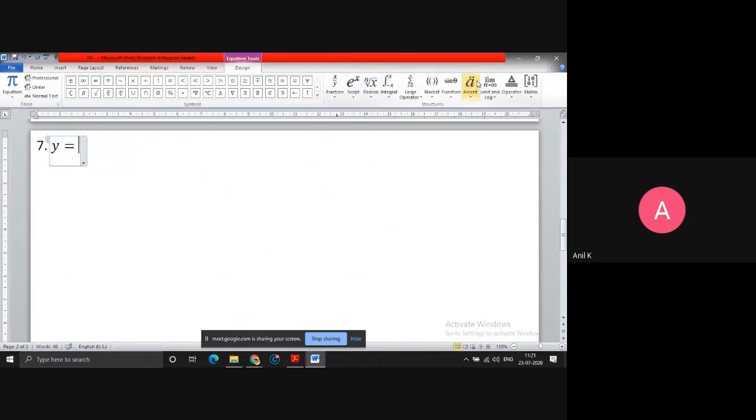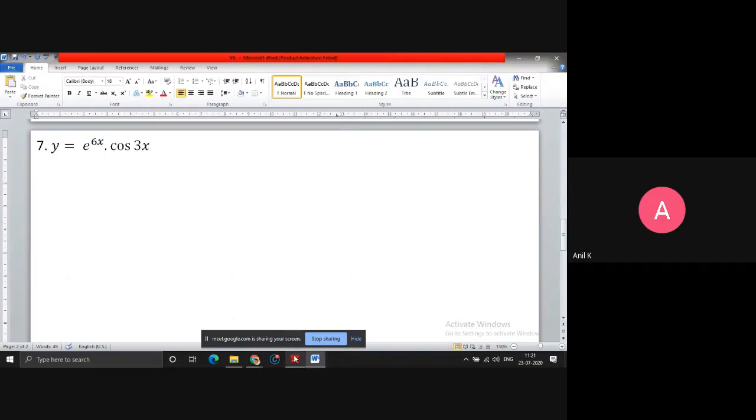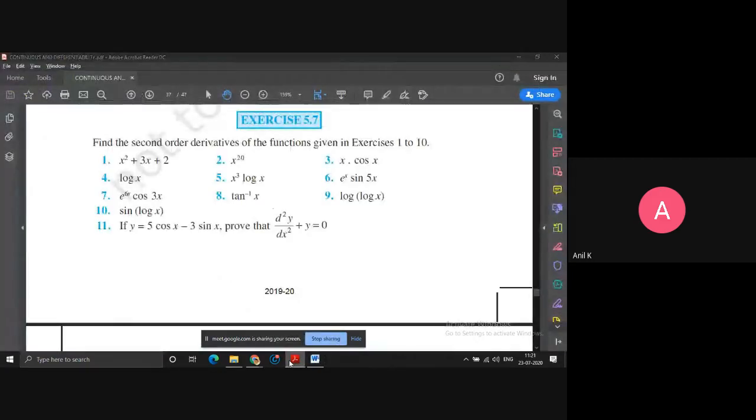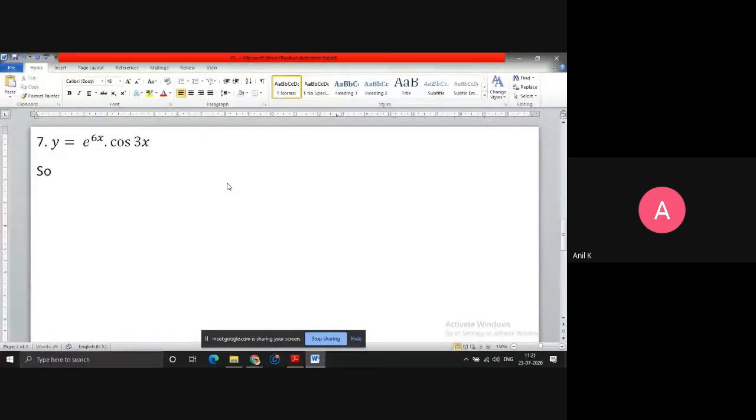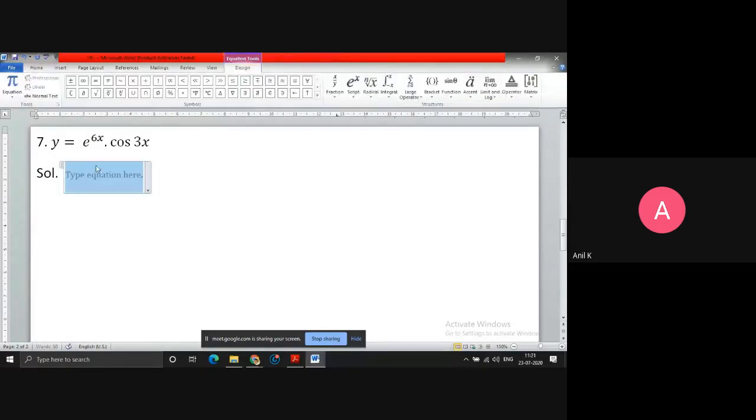Let me take y equals e power 6x into cos 3x. This is what I think. Let me check. e power 6x into cos 3x. You have to find the second order derivative. So to find the second order derivative, let me see what the first order derivative will be. They have not given y equals, so I am assuming the given thing is y.